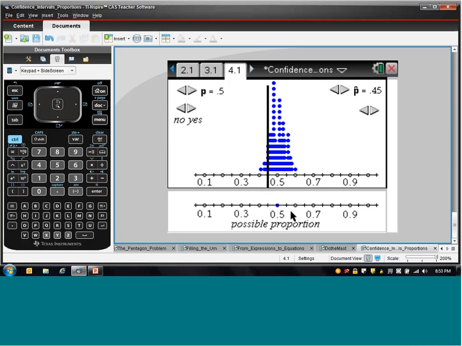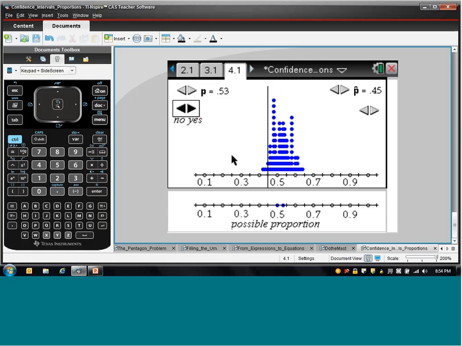So let's change our 0.5 and make it a little bit bigger. Let's go 0.52. Oh, no, that's not good. Let's back up. Okay, put a yes there. Looks like 0.53.